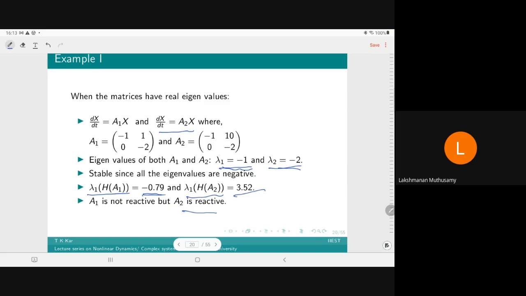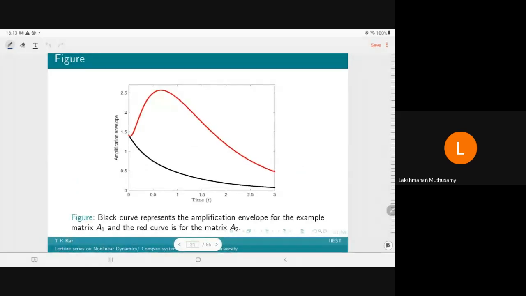And for these two examples, I will first show you the graph. This is corresponding to A1 and this is corresponding to A2, reactive. The black curve represents the amplification envelope for A1 and the red curve for A2. The result is that the perturbations show transient growth under A2 but decay monotonically under A1. So no reactivity occurs for A1, and the A2 system is reactive.